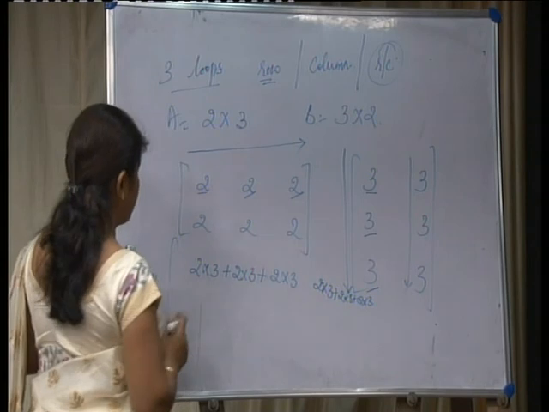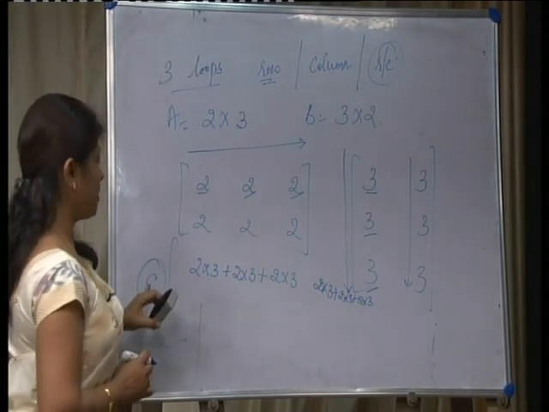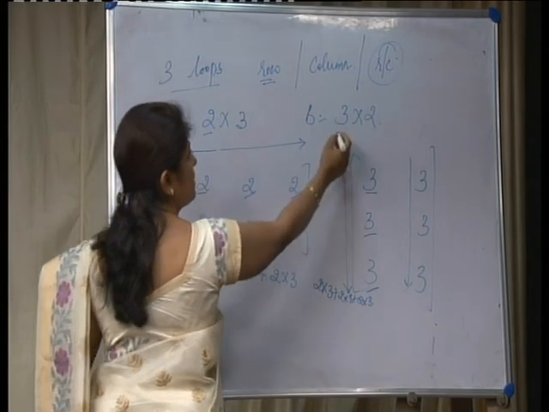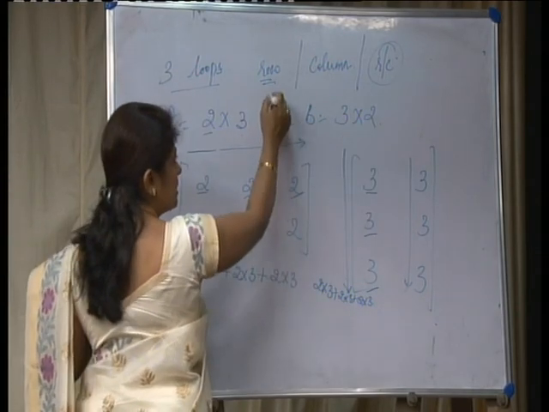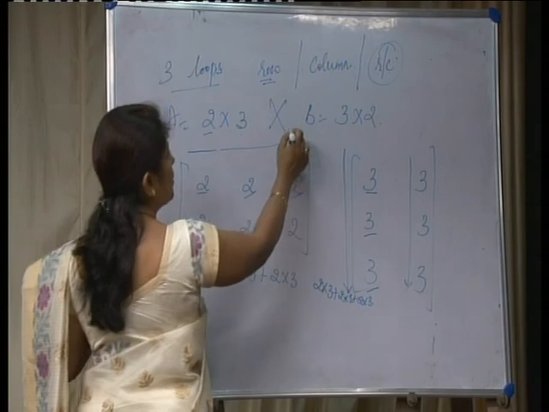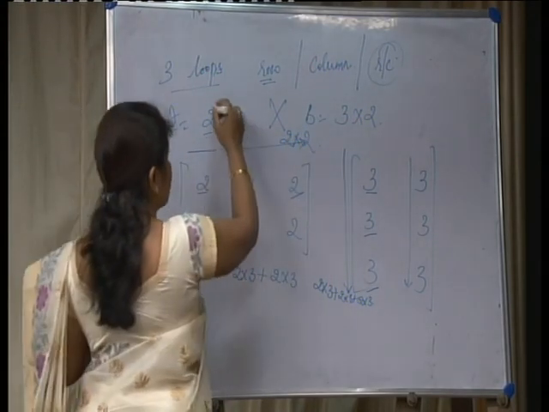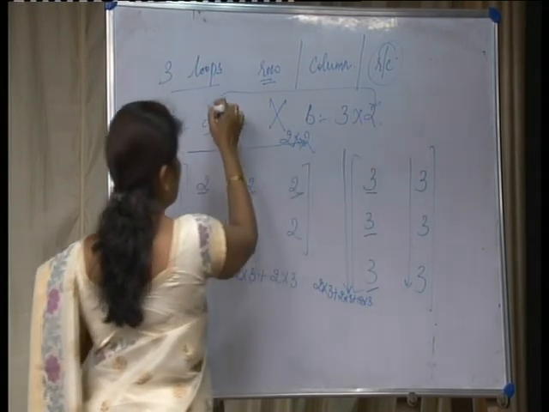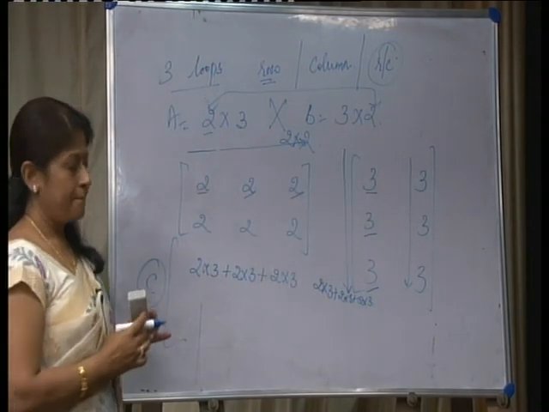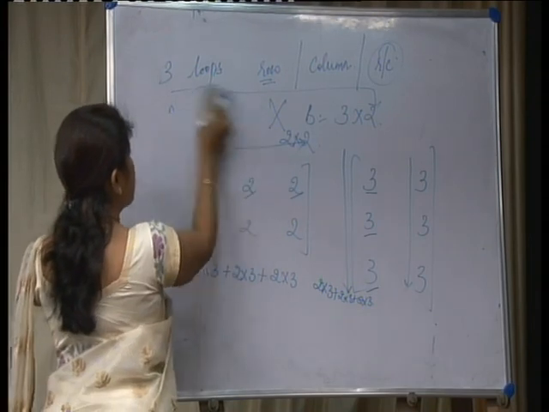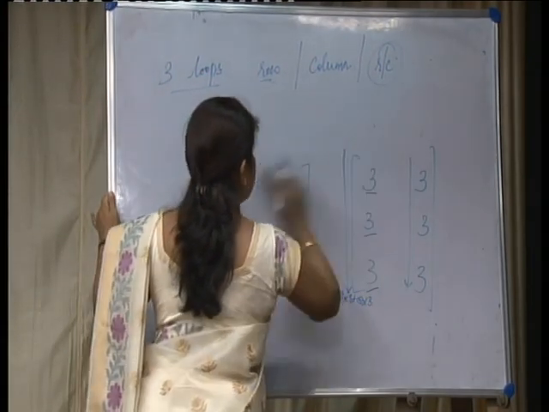Finally, our resultant matrix will be of which order? Suppose we have a 2 cross 3 matrix multiplied by a 3 cross 2 matrix, we get a 2 cross 2 matrix as the resultant matrix. Now we will look into what these 3 loops could be taken as.